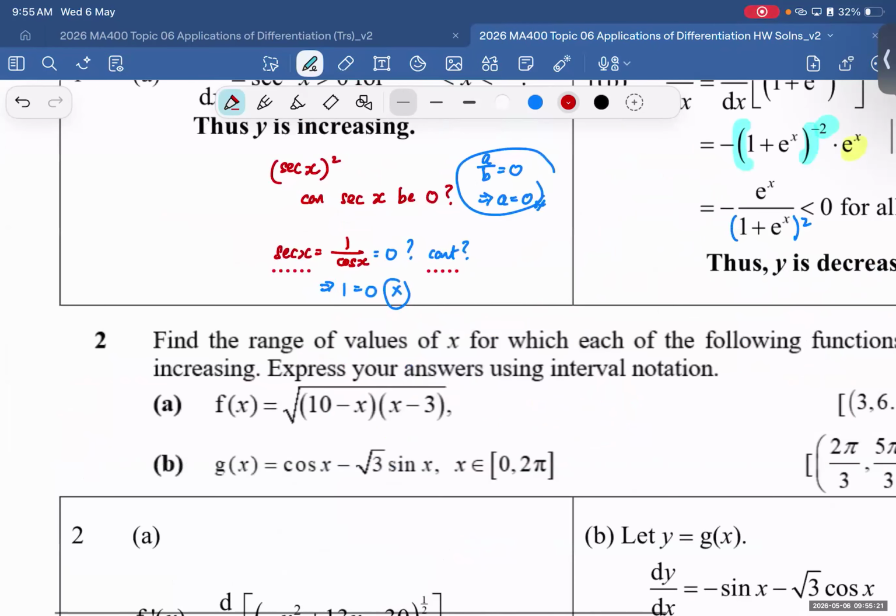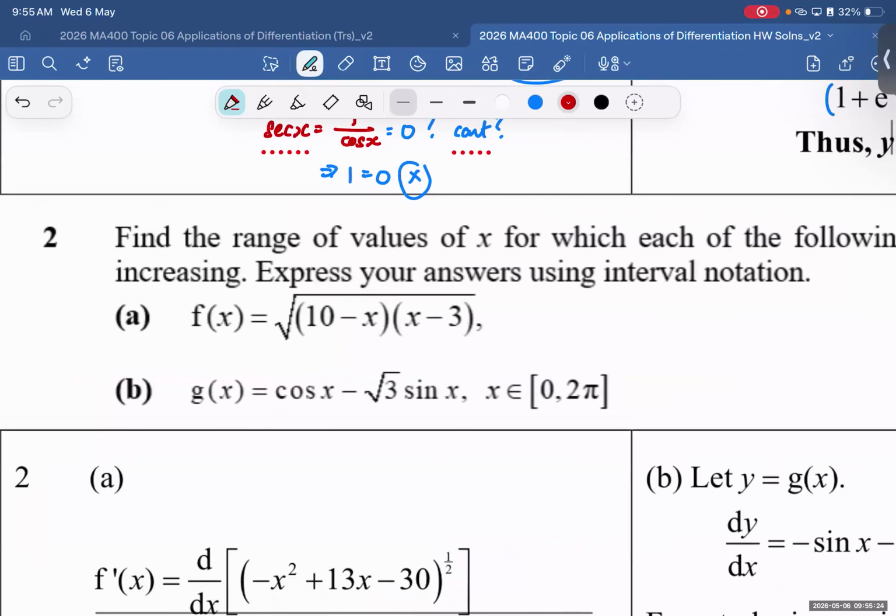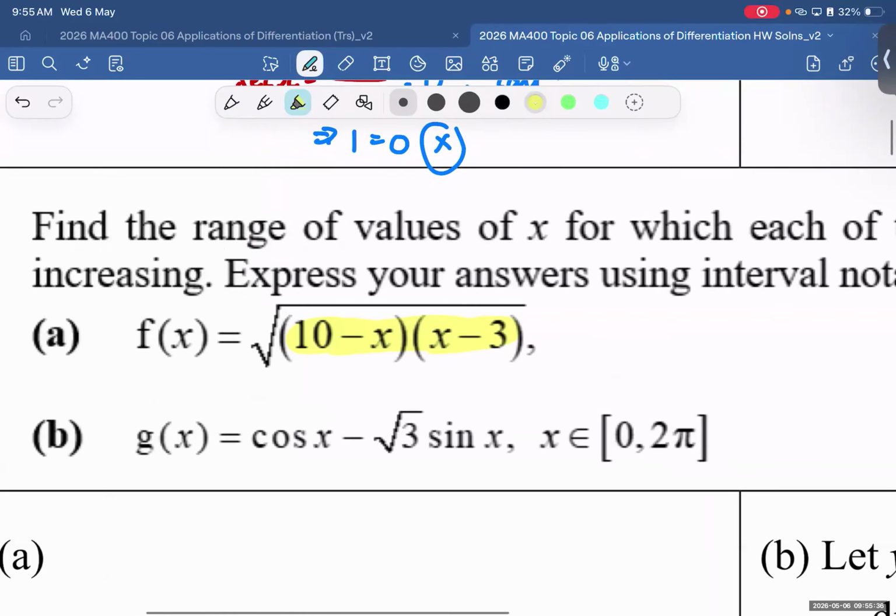So I go to question 2. Okay, question 2, there are some things to take note of. Number 1, you have a square root. So inside the square root, there is this portion here. What's the condition on the part in yellow? 10 minus x minus 3 has to be, if it's inside a square root, greater than or equal to 0, or basically it can be 0.